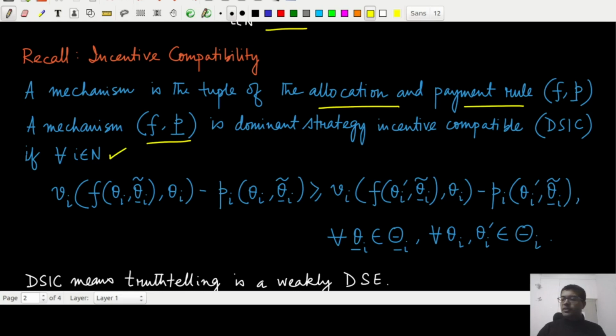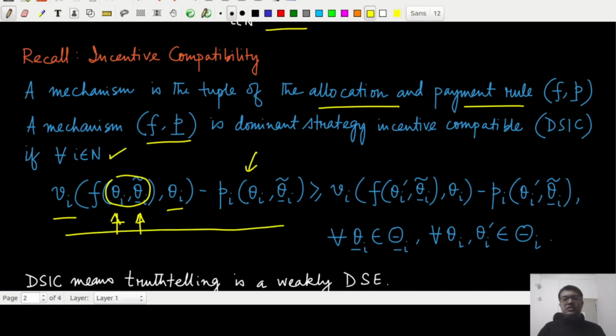What does it mean? So as before, we have this theta_i for player i, which in this context we are going to assume to be the correct type of player i. So suppose player i has this type theta_i, then the valuation that this player gets when he reports his type truthfully, and other players are reporting some arbitrary theta_{-i} tilde, and because theta_i and theta_{-i} tilde are the reported types, you can also get the payment. Player i also gets the payment for that type profile.